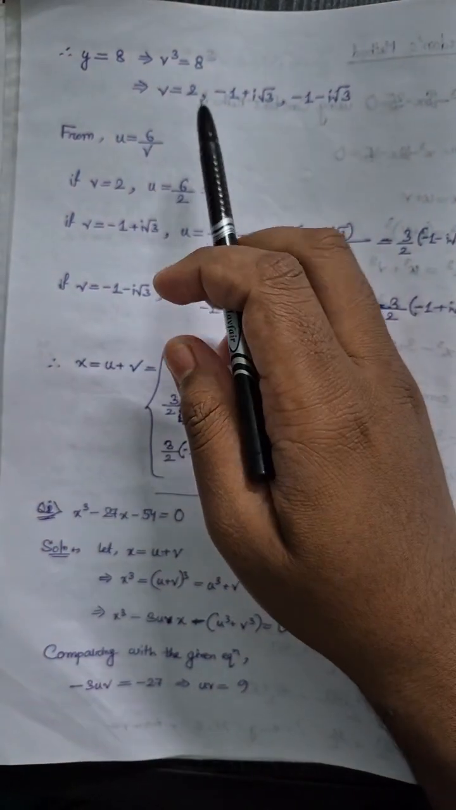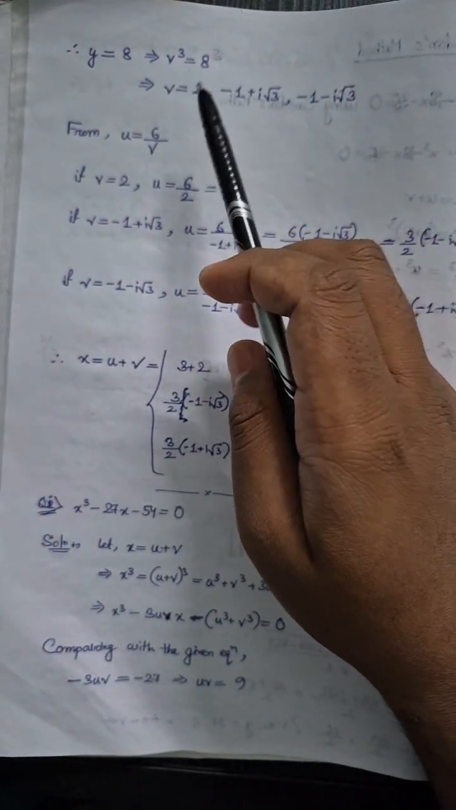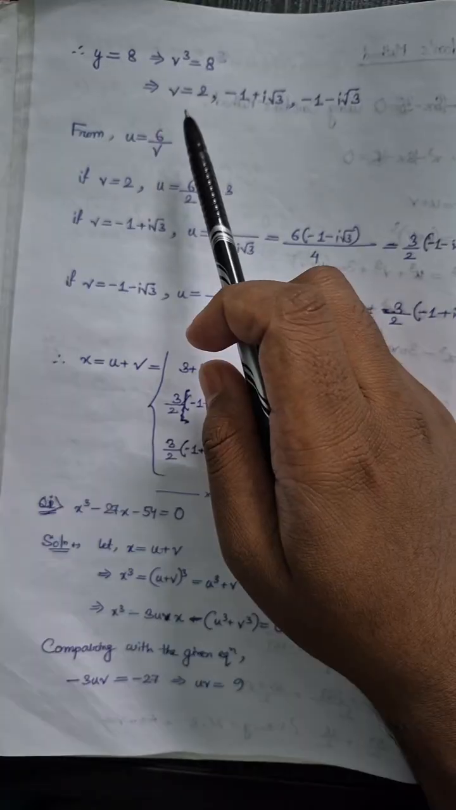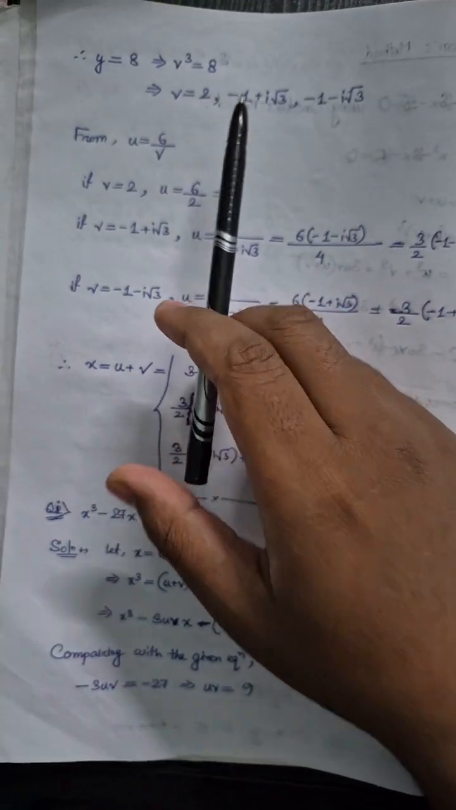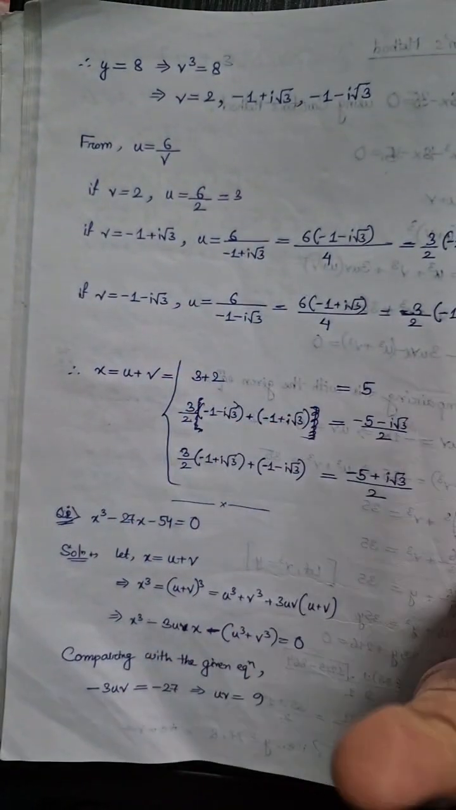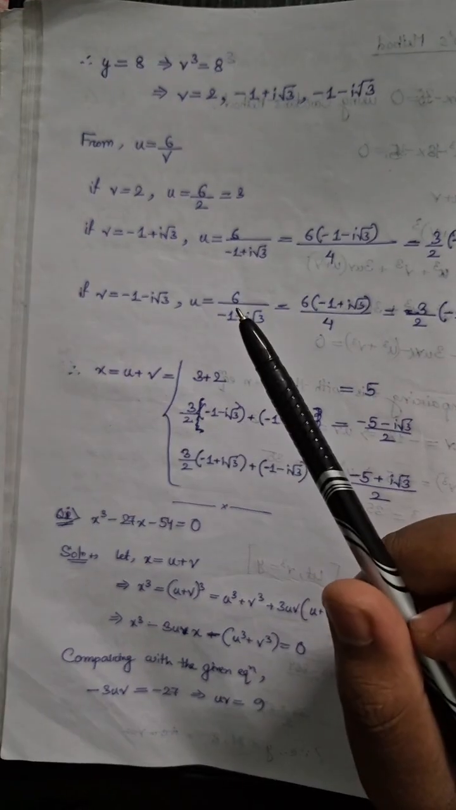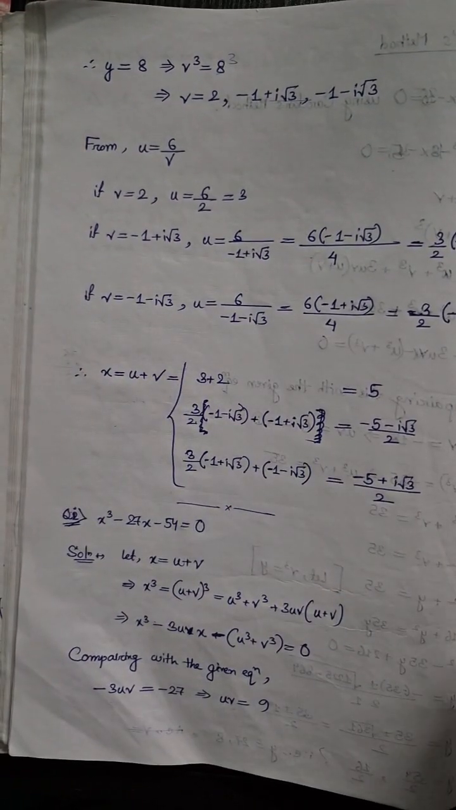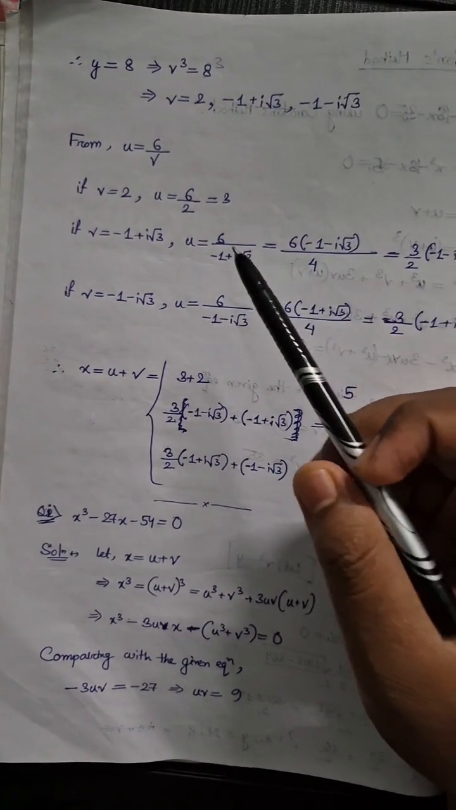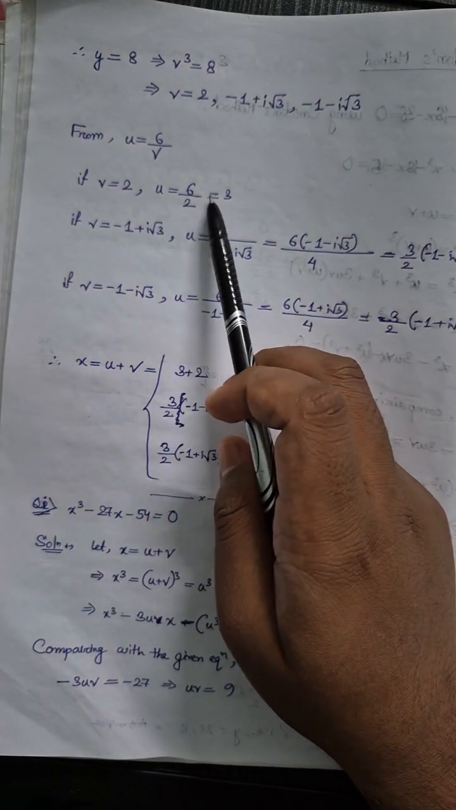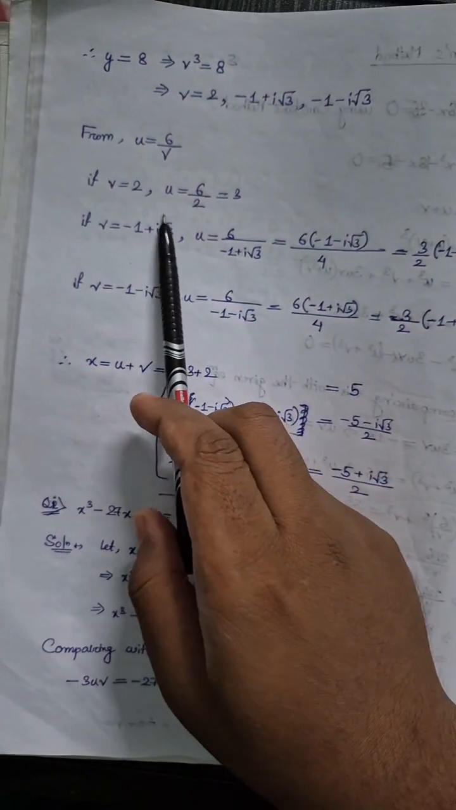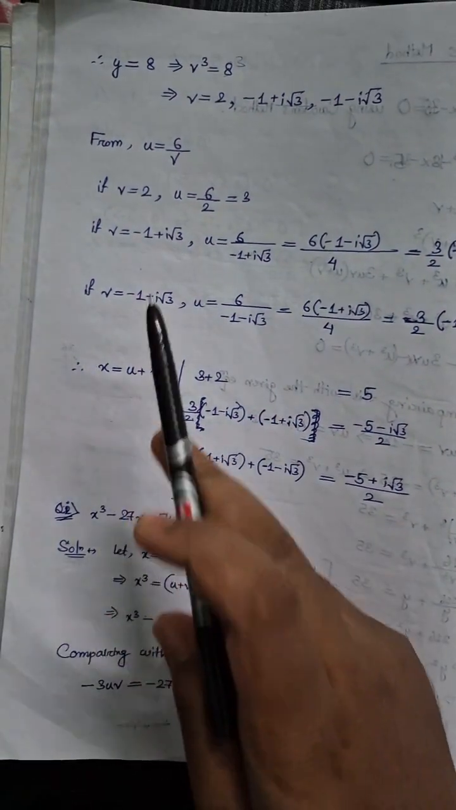Now the value of y is v cube equal to 8. Now we solve this, so we get v equal to 2, (minus 1 plus minus i root 3) by 2. Since we got the value of v, we have to find the value of u. Now we got u equal to 6 by v. So by doing all the necessary calculations, we got the value of v and u.